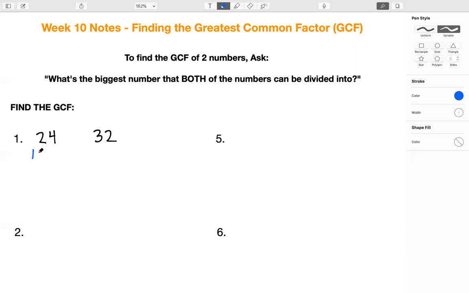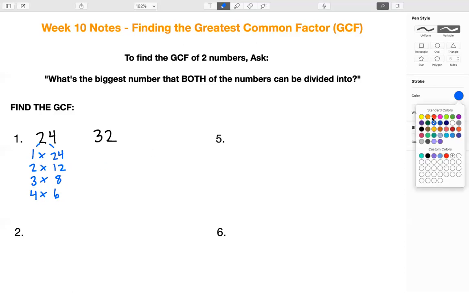Well, I can multiply 1 and 24. Multiply those together. What else? How about 2 and 12? What else? How about 3 and 8? 4 and 6? Anything else? No. These, folks, are all factors of 24, meaning we can divide 24 by any one of them. What we need to do is think about factors of 24 and factors of 32.